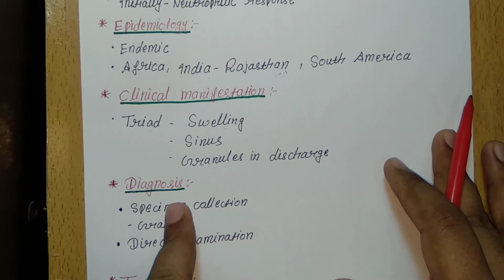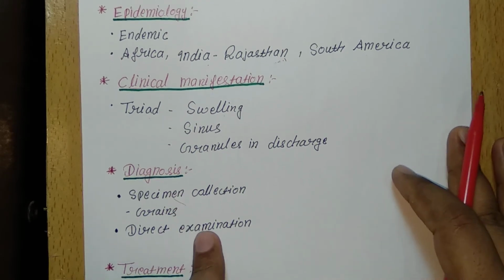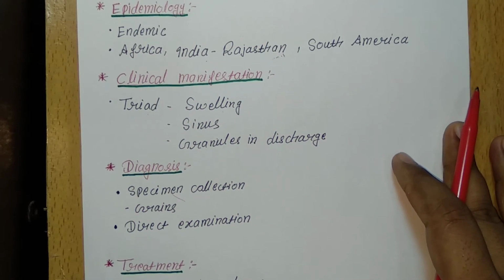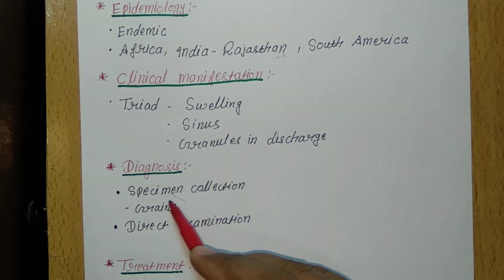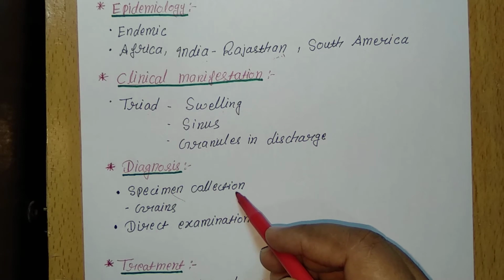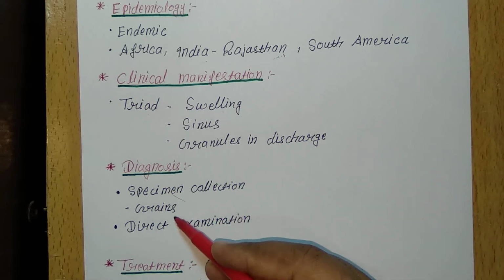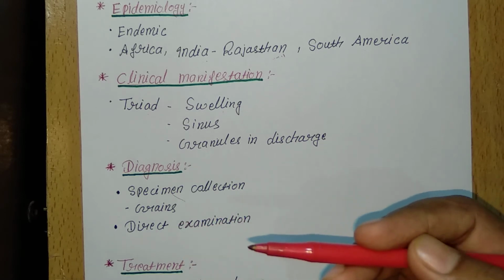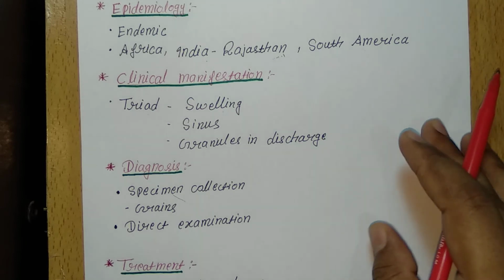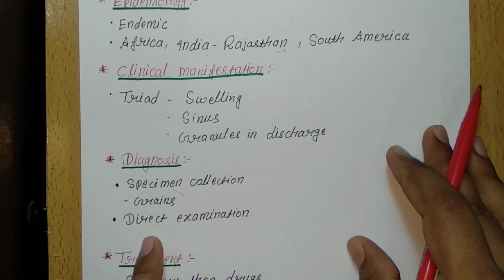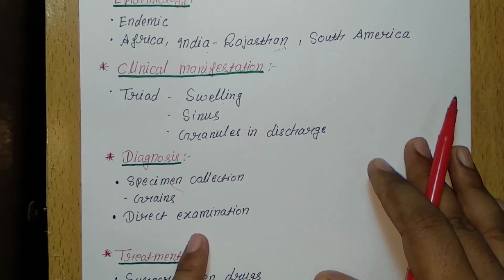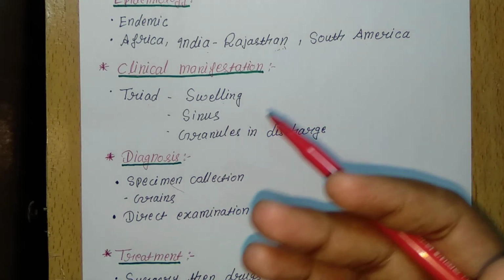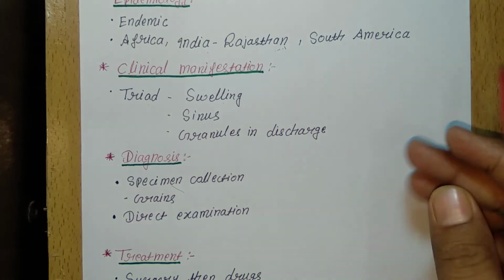So guys, what is the diagnosis of mycetoma? We can diagnose mycetoma by specimen collection, like grains from the skin or from the infected area. And we can also examine mycetoma by direct examination. We can also ask a few questions of the patient.